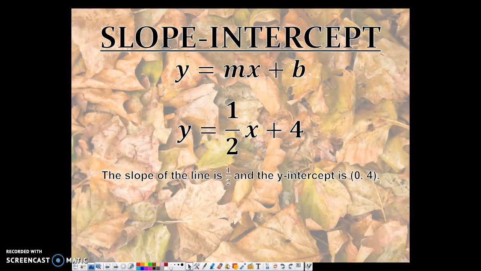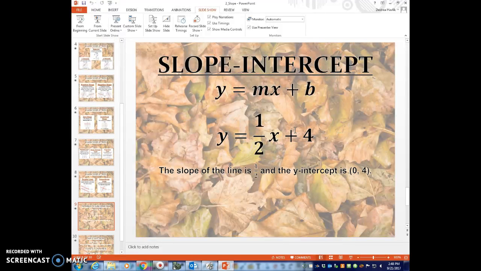Okay, so now slope-intercept form, remember, is y equals mx plus b. M is your slope, b is your y-intercept. So now what we're going to do is we're going to go to the worksheet. I'm still here. I'm just trying to, there we go. We're going to the worksheet.